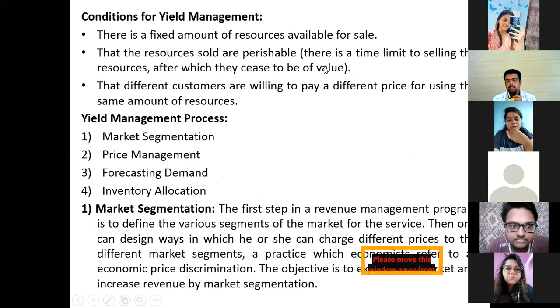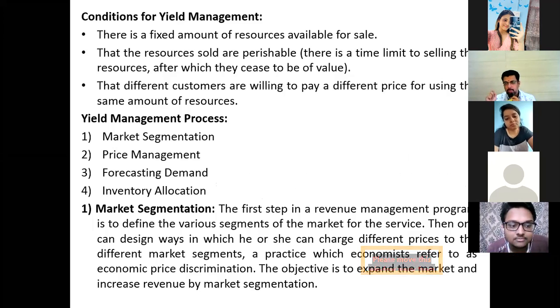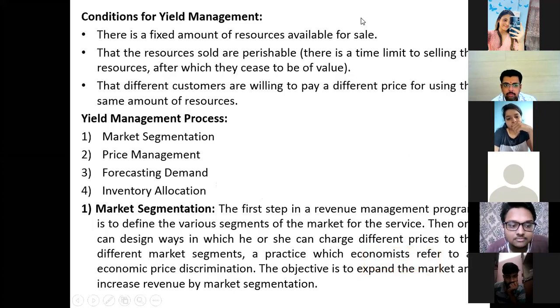Next, what are the conditions for yield management? Why should we follow some conditions for yield management? Why should we maintain such a yield in our organization? First, there is a fixed amount of resources available for sale. For the purpose of selling any product, there should be some fixed amount of resources available. Second, the resources sold are perishable. There is a time limit to selling the resources, after which they cease to be of value. Third, different customers are willing to pay different prices for using the same amount of resources. If you buy in off season, you will get the product cheaper. If you buy the product in season, you need to pay more.